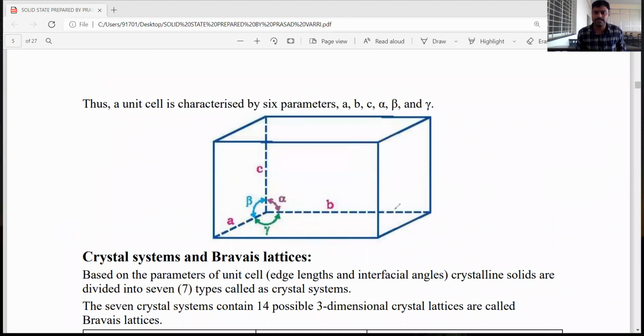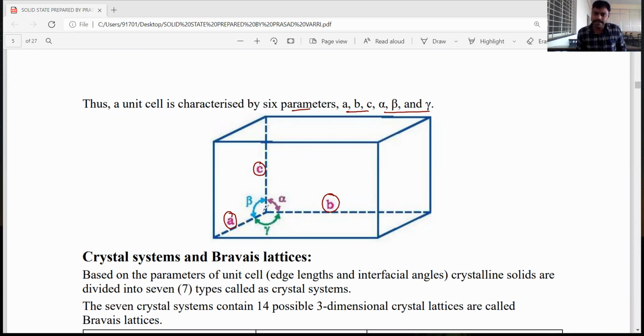Imagine that this is the simplest repeating unit. Then this is one edge length A, this is the edge length B, and this is the edge length C. In between any 2 edges, their making angle is known as axial angles. So a unit cell is characterized by 6 parameters: A, B, C are the edge lengths, and alpha, beta, gamma are the axial angles.